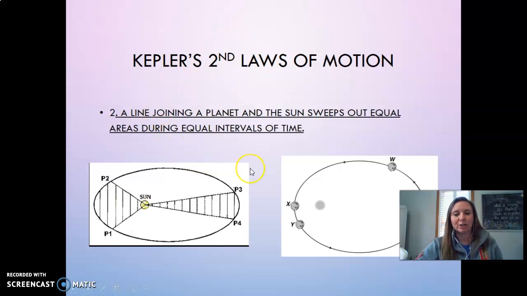Kepler's second law of motion. So this has to do with how, even though it doesn't look like these two, I want to call them triangles, even though that's not fair, will probably be a better way to describe it. Even though they look extremely different, they actually have equal intervals of time. And that's what this is saying right here. A line joining a planet and the sun sweeps out equal areas during equal intervals of time, meaning that from P1 to P2 and P3 to P4, those are actually the same area.